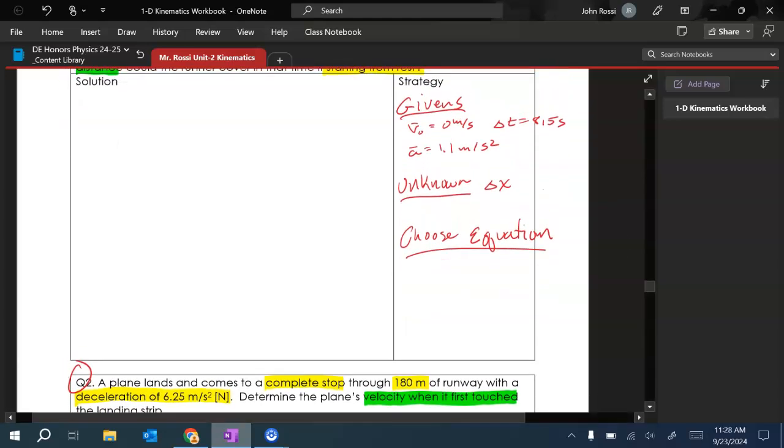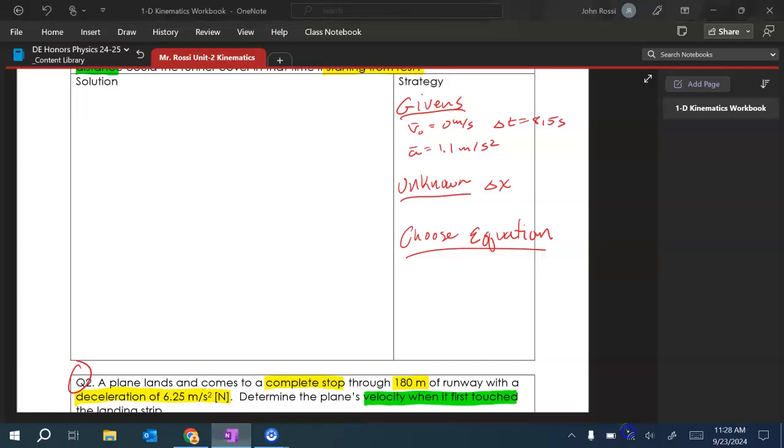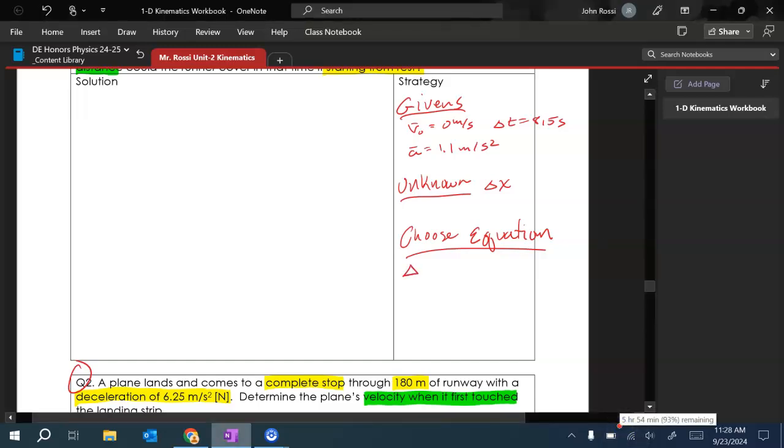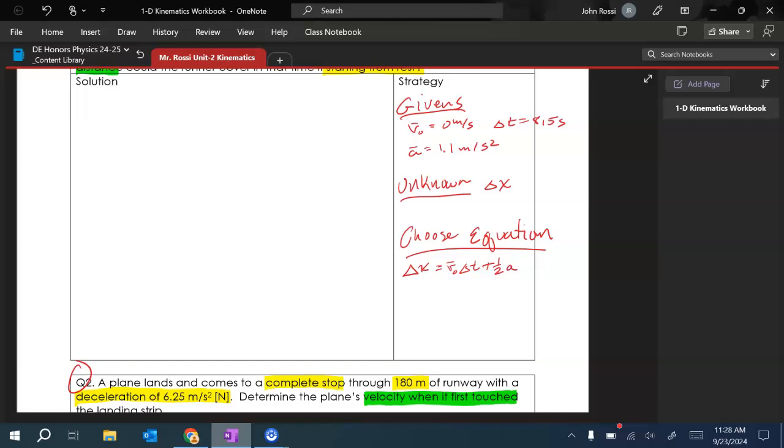So we're going to choose an equation. It has to have v initial, acceleration, time, and displacement. The one equation that fits the bill looks like this: delta x is equal to initial velocity times time, plus 1/2 of acceleration times time squared. And I'll show you a fun little coincidence that happens from that.